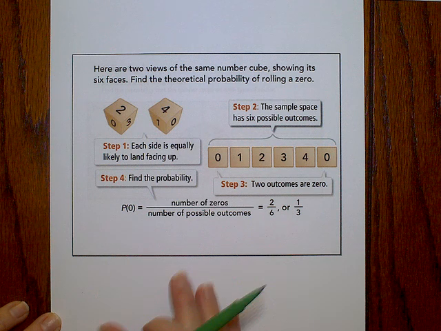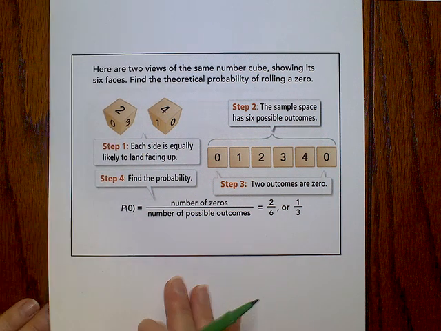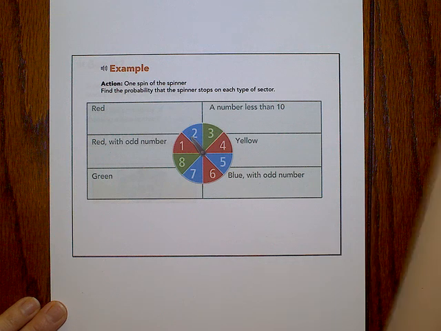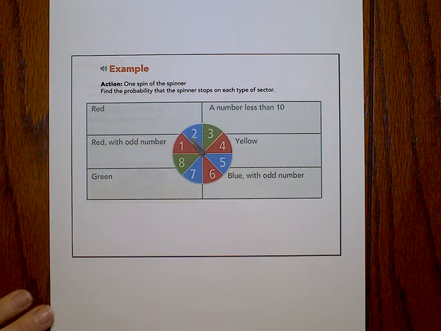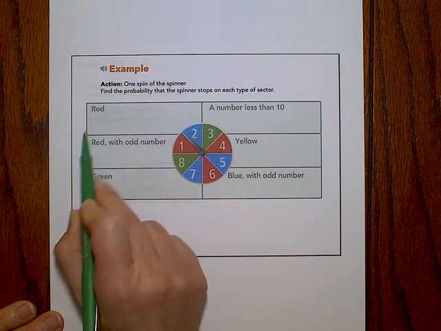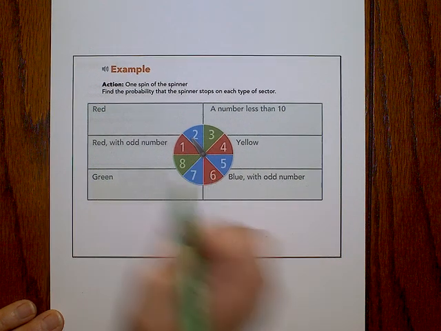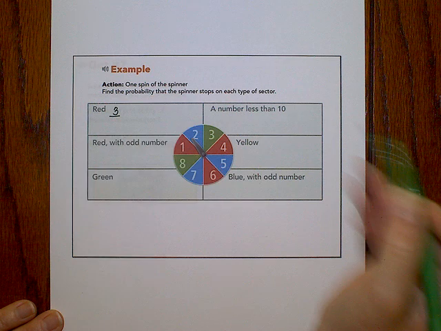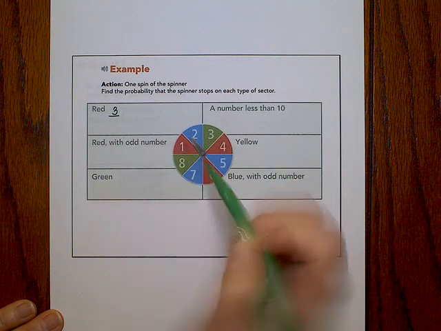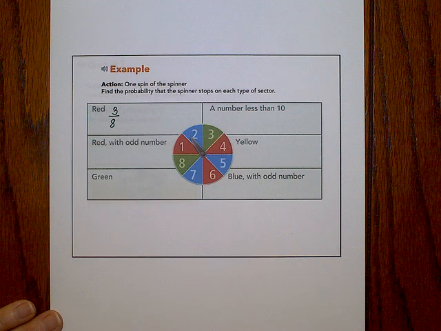I just talked about figuring out what our theoretical probability is. So I'm going to skip over this slide, and let's go ahead and look at this spinner that I have. My action is one spin of the spinner, and I need to find the probability of the spinner stopping on each type of sector. So when I look at this image, my first one is asking what is the probability of landing on red. So we have 1, 2, 3 red out of a total of 8 sectors. So the probability of landing on a red is 3/8.